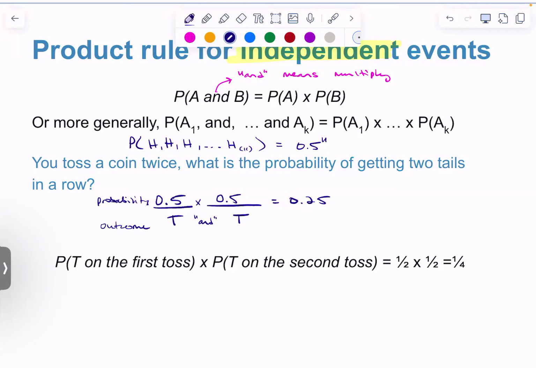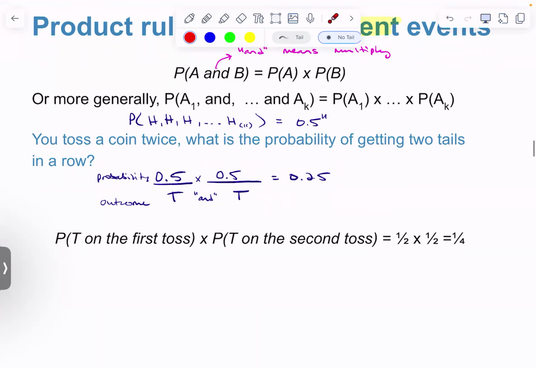What's kind of nice is that this method works even for non-independent, or dependent, events, as long as you've adjusted your probability up here. But we're just focusing on independent events for now.